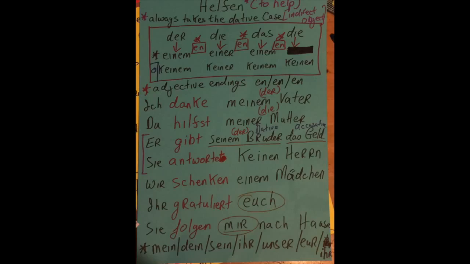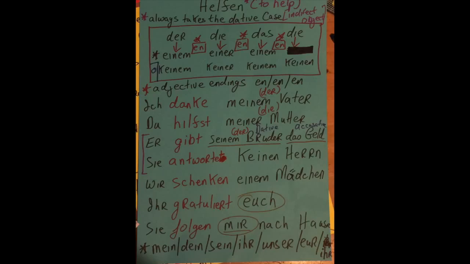So "wir schenken," we're giving. Again, you're giving something to somebody. You're giving something, which is the accusative direct object, to somebody. They're receiving what you're giving, and that's in the dative case. So "wir" is the nominative, "schenken" the verb, "einem Mädchen die Blumen." I know I don't have "Blumen" there, but just for example, "Wir schenken einem Mädchen die Blumen." We give a girl the flowers.